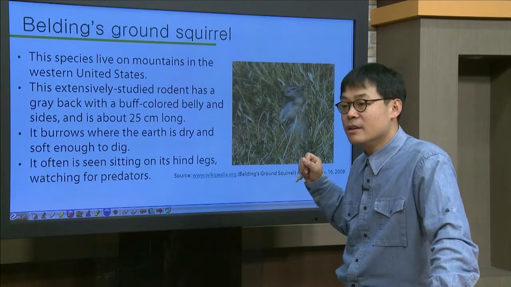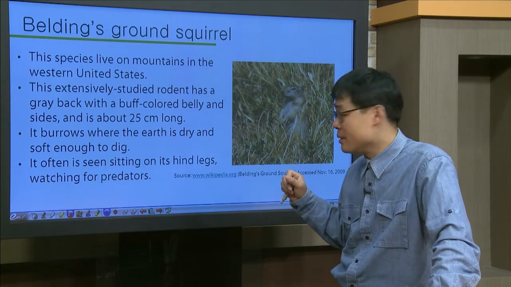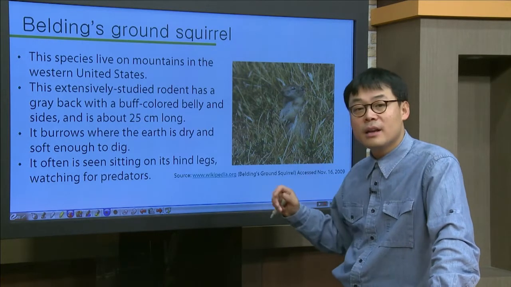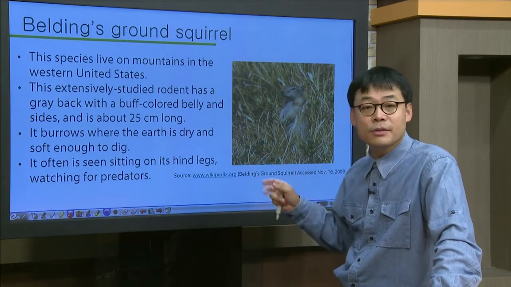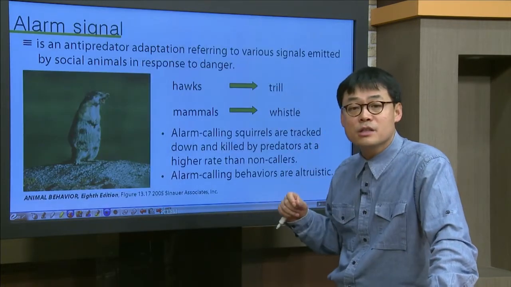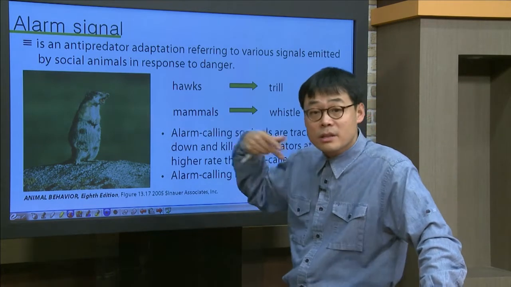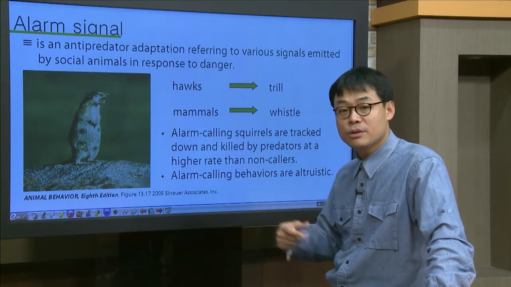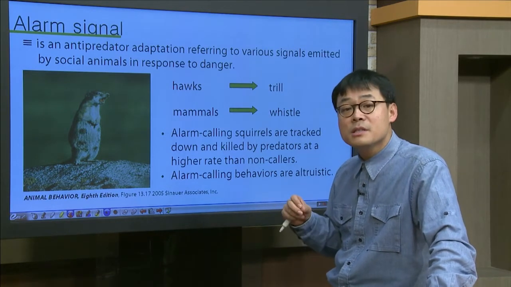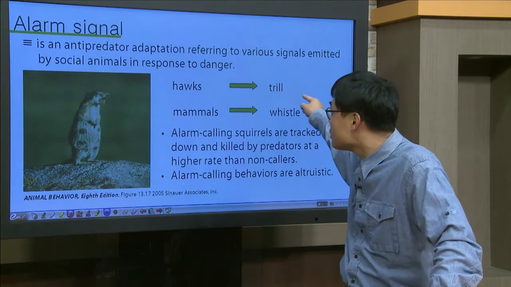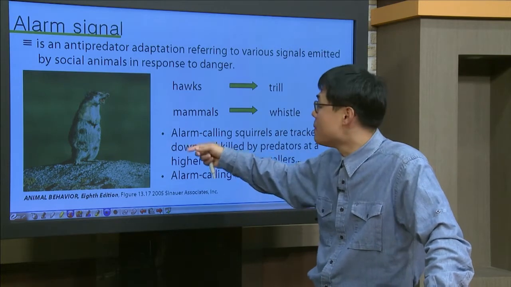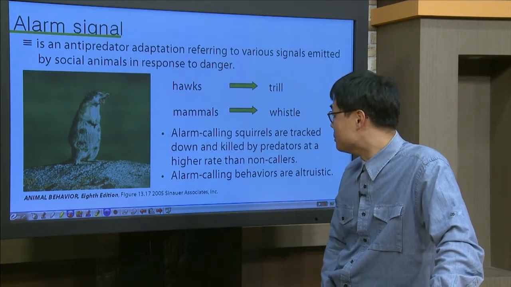They exhibit some interesting behavior. Sometimes they stand on their hind legs like this, and then they watch. They watch out for the predators, and if they see predators approaching you or your colony, they make a warning. They make an alarm signal. So they may trill if the hawks are approaching. They may whistle if four-legged mammals are approaching their colony.